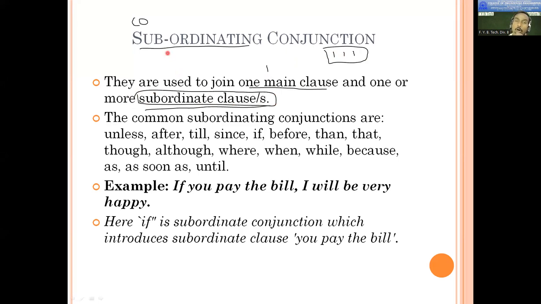So that is the difference between coordinating conjunctions and subordinating conjunctions. With coordinating conjunctions, these are compound sentences. With subordinating conjunctions, they are complex sentences. The common subordinating conjunctions are, so which are the common subordinating conjunctions? Let's see, here some examples are given. Unless, after, till, since, if, before, than, that, though, although, where, when, while, because, as soon as, until. So these are some of the examples, and I think we have studied such examples a number of times, because we can replace when with maybe as soon as, and we can replace as soon as with no sooner than. I think no sooner than is not mentioned here, but that is also a conjunction.